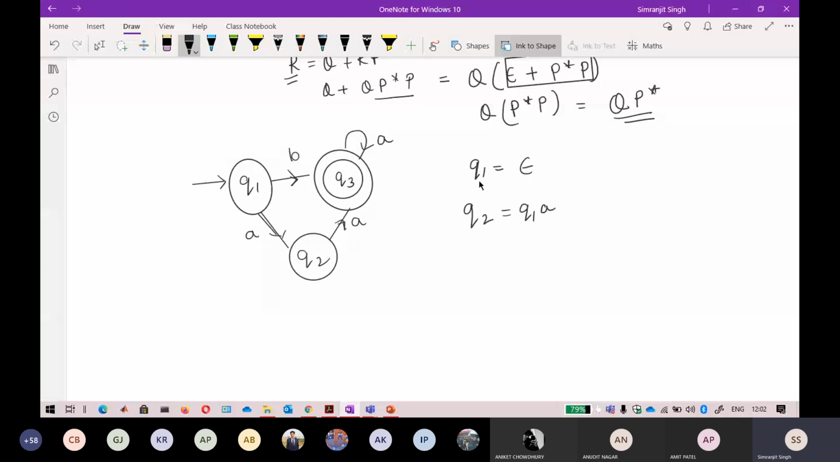How can you reach Q1 by getting an epsilon here? How can you reach Q2 by getting an input of A from Q1? So I write it like this: Q1 A reaches Q2. Okay. Is there any other way? I don't think so. So I cannot reach it any other way. So the other one is your final state. So our main purpose is to reach the final state.